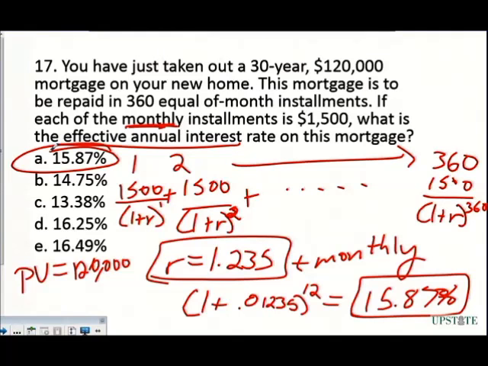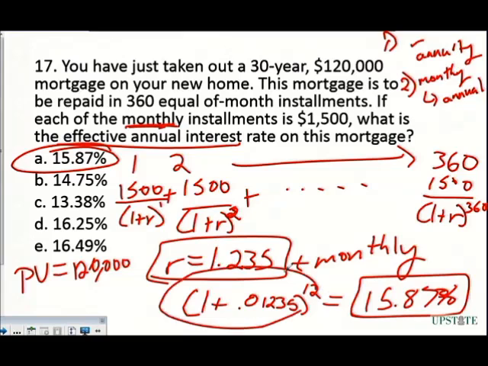I'll clarify one thing: remember, we are looking at monthly payments. This is just an extension of the other things we've been doing. This is basically a 2-step process. The first step was solving for R on an annuity. Then the second step was converting a monthly rate into an annual rate, which we did through the effective annual rate method right here.